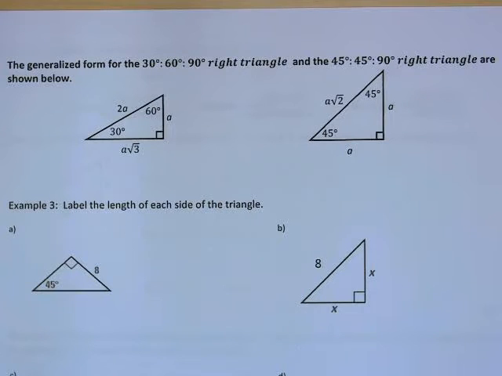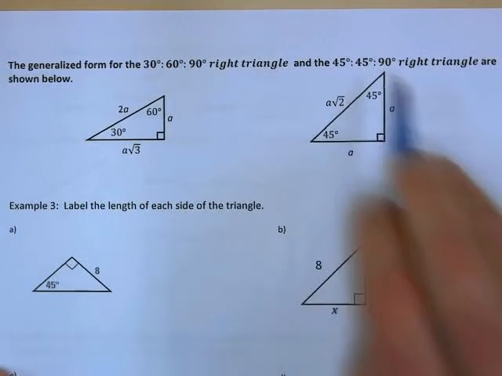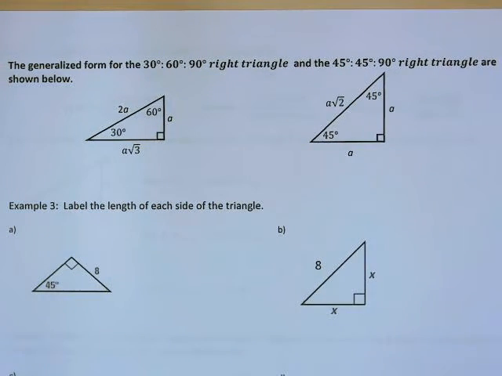All right, here we're picking up where we left off with page 2 of the 8.1 notes. Here we're looking mainly at special right triangles on the back. All right, so like I said, we got the generalized form for our 30, 60, 90 right triangle and our 45, 45, 90 right triangles. These are what we call our special right triangles.